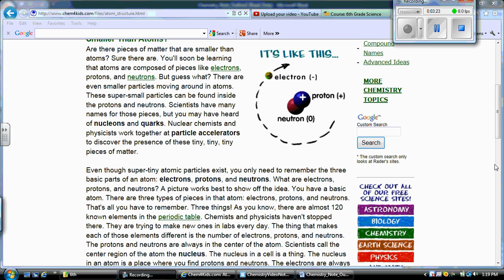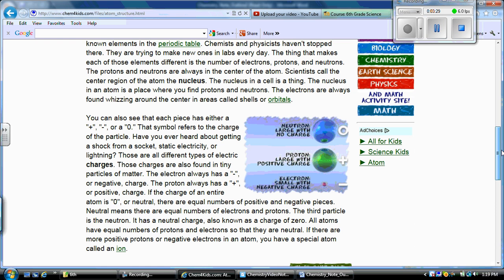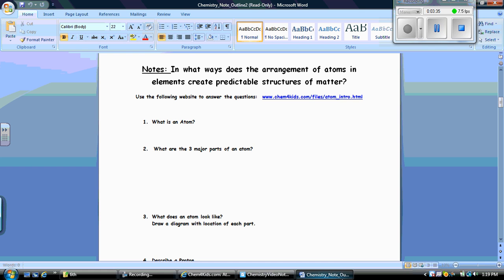So you're going to want to read through this page about the structure of an atom so you can get a general idea of what atoms are made up of. You're going to get a lot of information about the protons, electrons, and neutrons. Okay, next question. What does an atom look like? Draw a diagram with the location of each part of an atom.